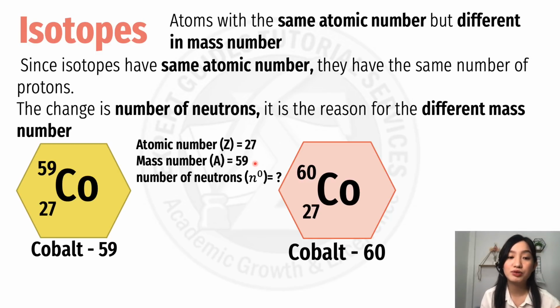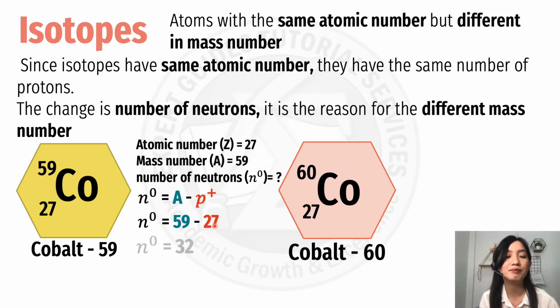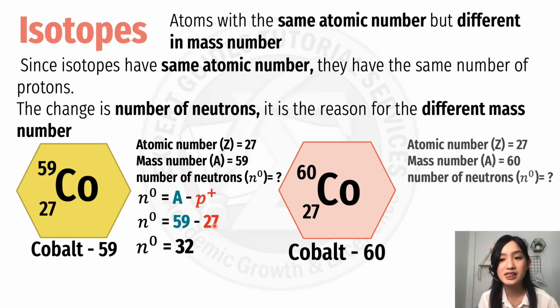To get the number of neutrons, the formula is number of neutrons equals mass number minus the number of protons. Since the mass number here is 59 minus the number of protons, which is 27, the number of neutrons for cobalt 59 is 32. While for cobalt 60, again, they have the same atomic number, 27, and the mass number is 60 for our cobalt 60 isotope.